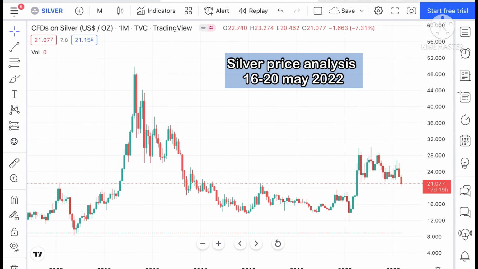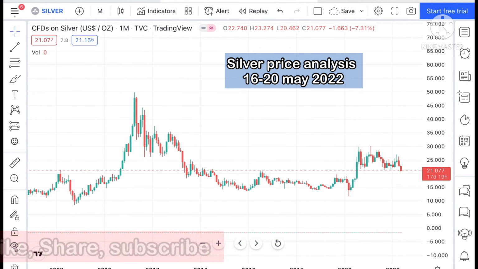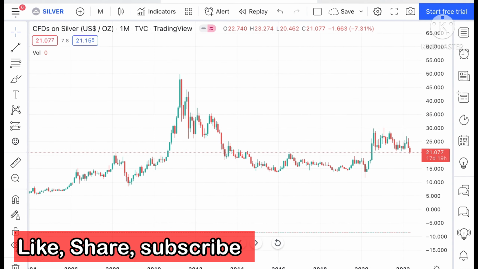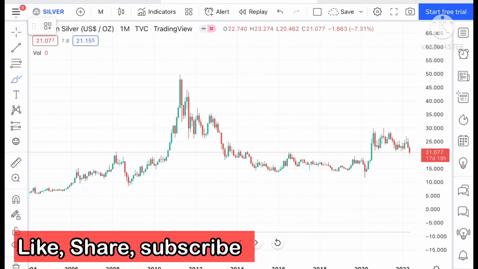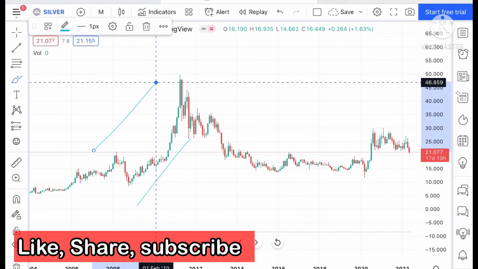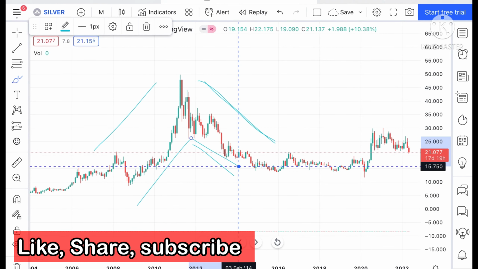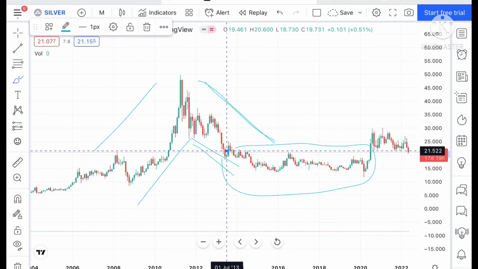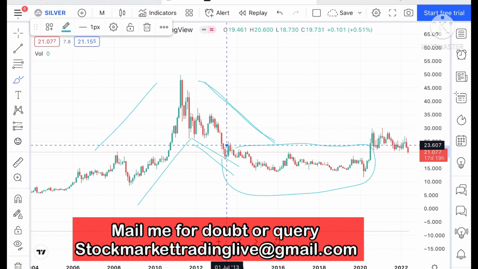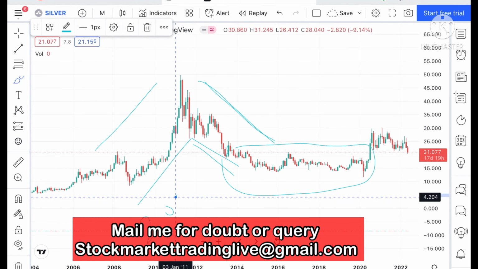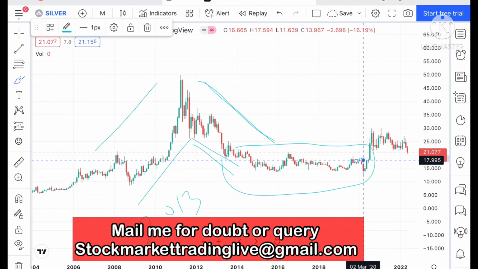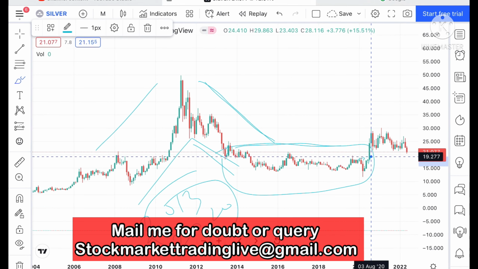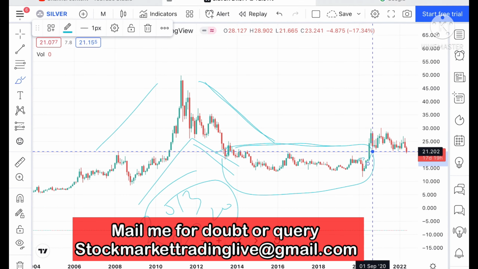If you look at the chart of silver, we can see that from 2008 we have seen a continuous rise. After that we have seen a range bound. This range bound stays for a longer period, from 2013 to 2020. For 7 years it was in this particular range. After this range breaks upside, we have seen a sharp rise.